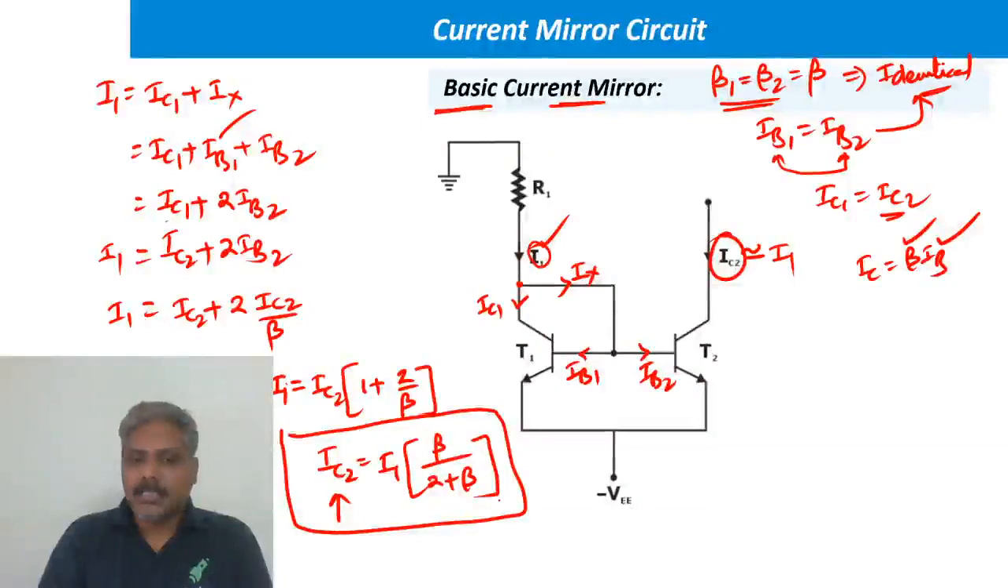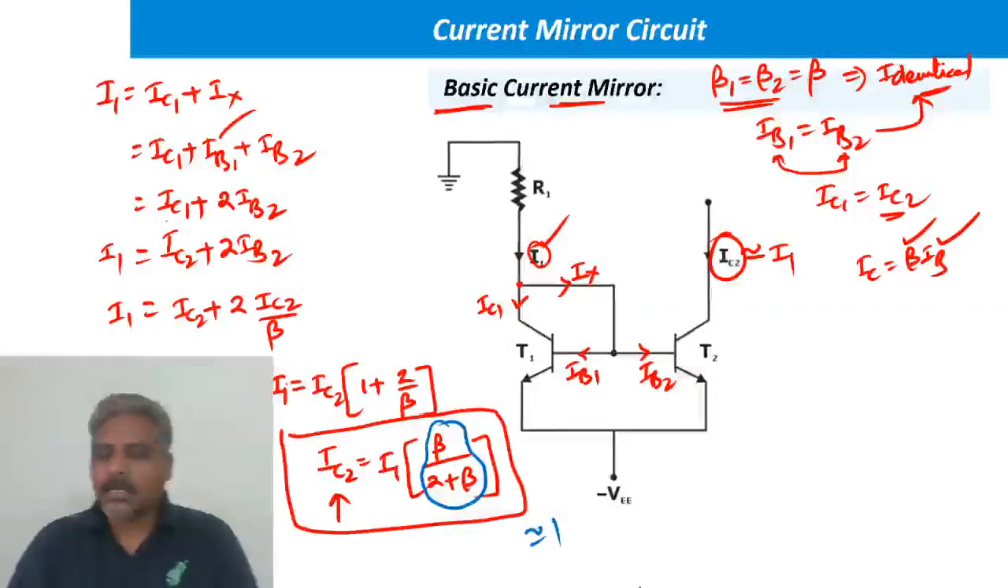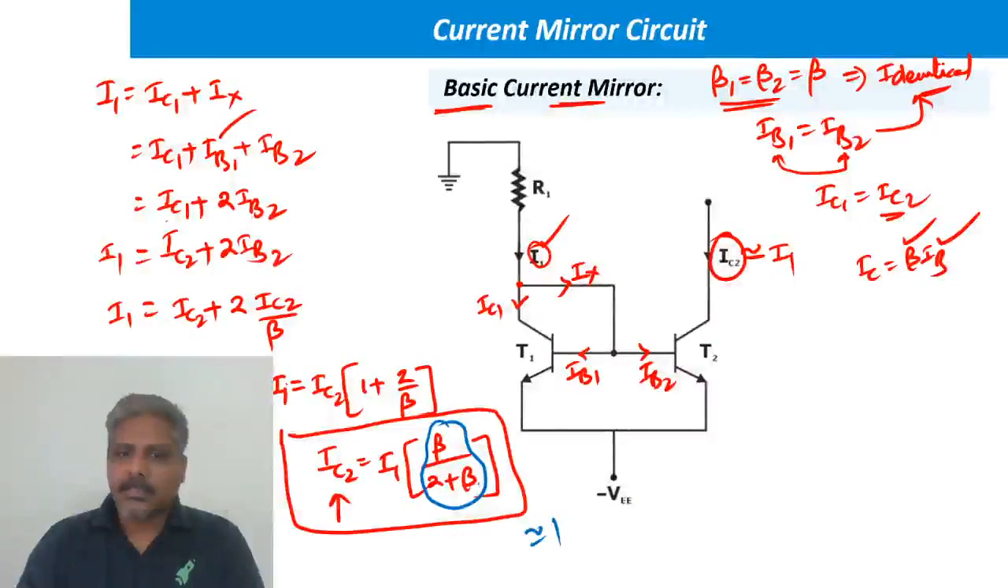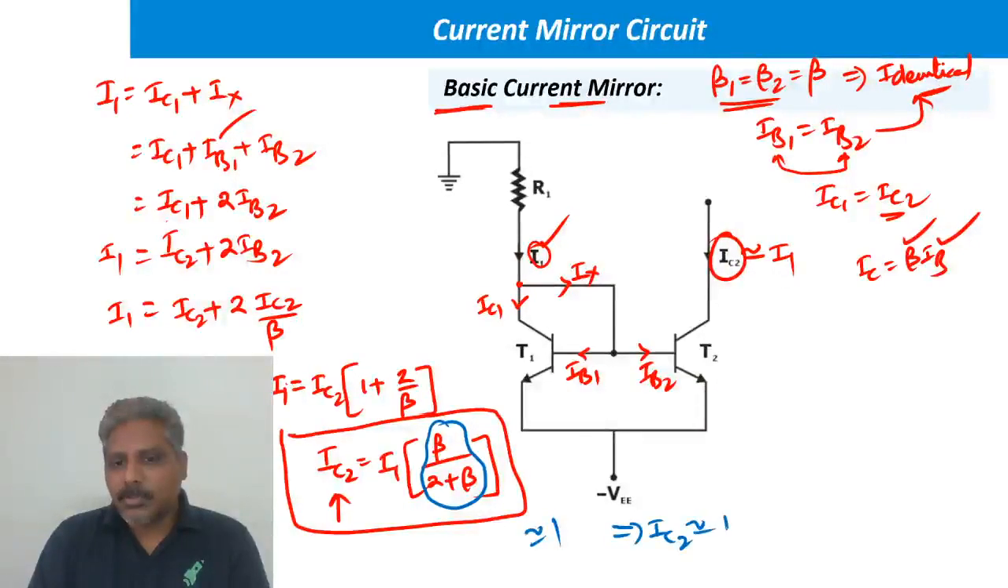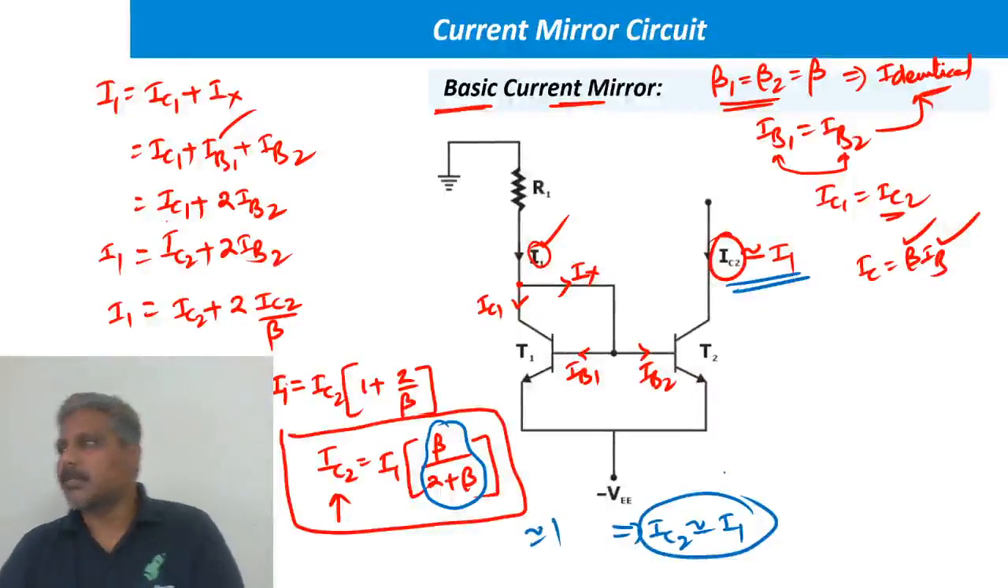How much is this term in the brackets, beta by 2 plus beta? Is it not close to 1? It is 0.9 something, almost. So from this, can I say IC2 is almost equal to I1? That's what I said here. That's why it's called current mirror.